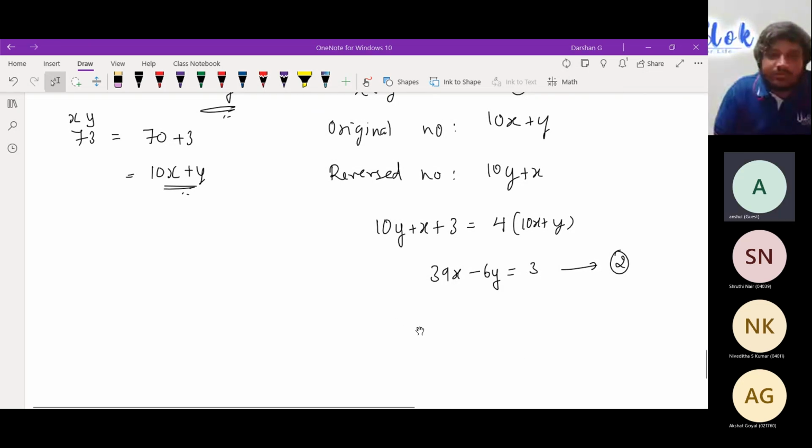Sir, is the answer for the fraction 113 by 21? The fraction, it's not that, it is 7 by 9. The real fraction is 7 by 9.